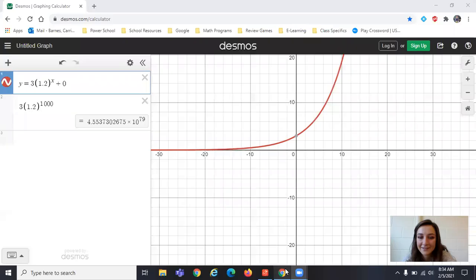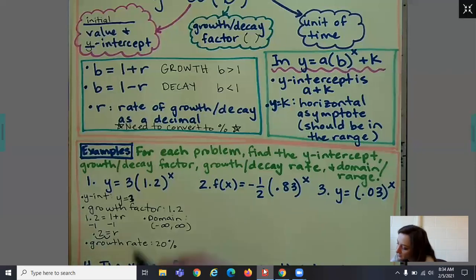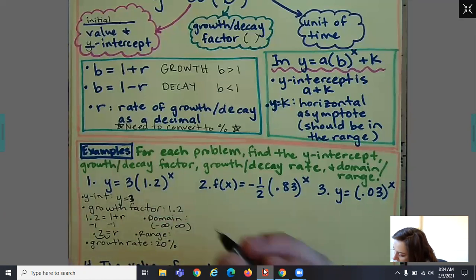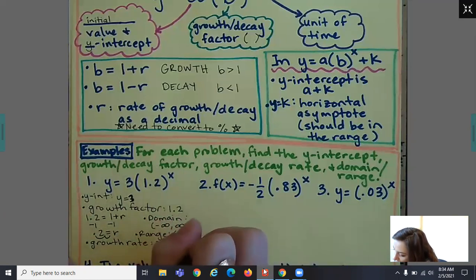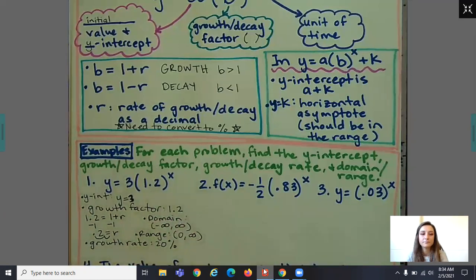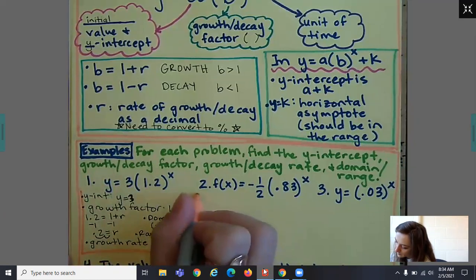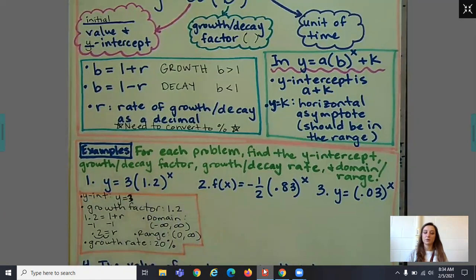Okay. Here we go. All right, so the range here is going to be from 0 to positive infinity. Okay, so let's try some more examples. All right, trying example number 2.